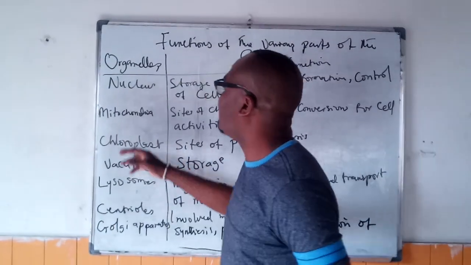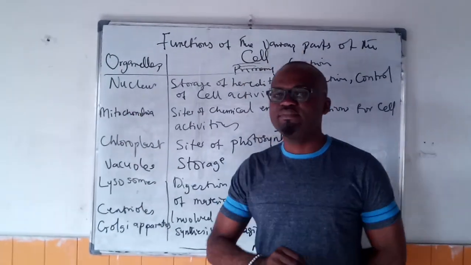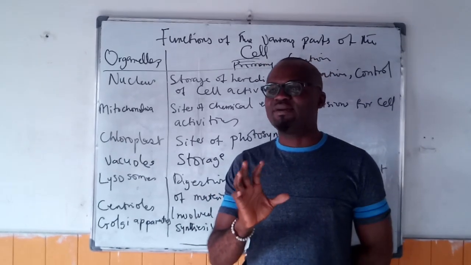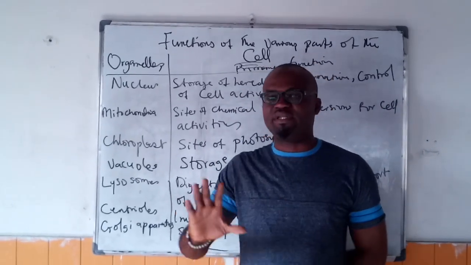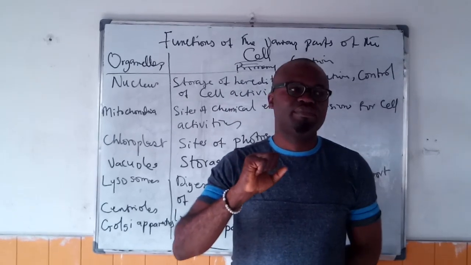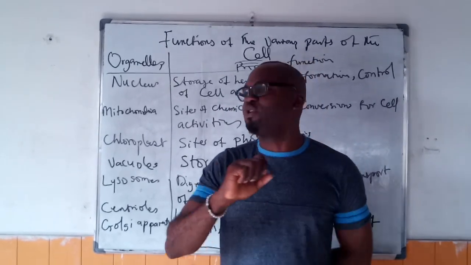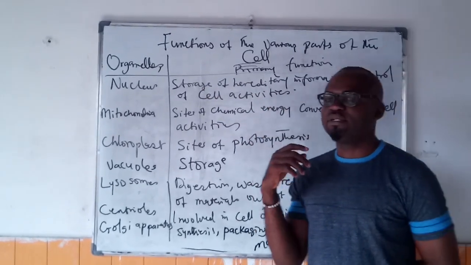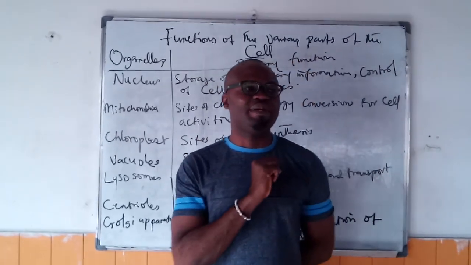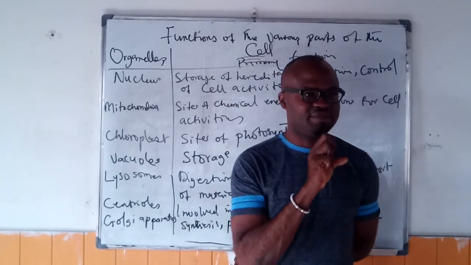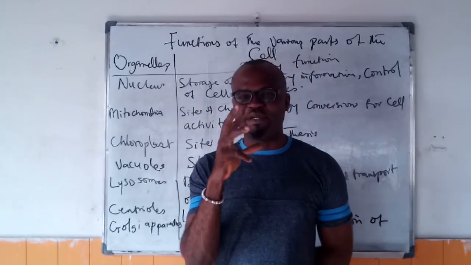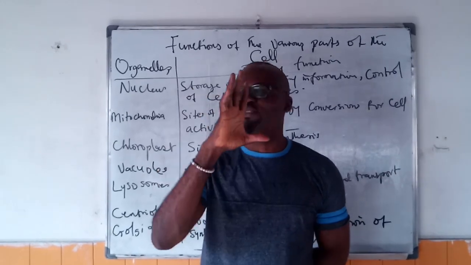So first of all, we have the nucleus. The nucleus is the part of the cell that controls the whole activity of the cell. Another very important function of the nucleus is that it stores the hereditary information. And we all know that the hereditary information is contained in the gene. Is that clear? In the gene.